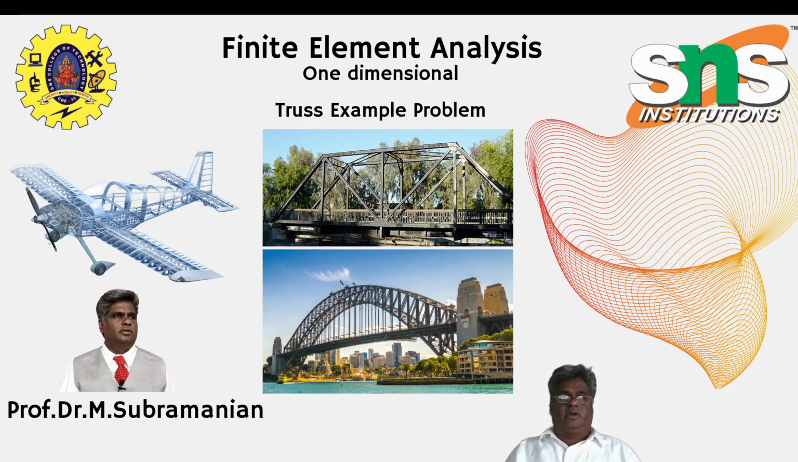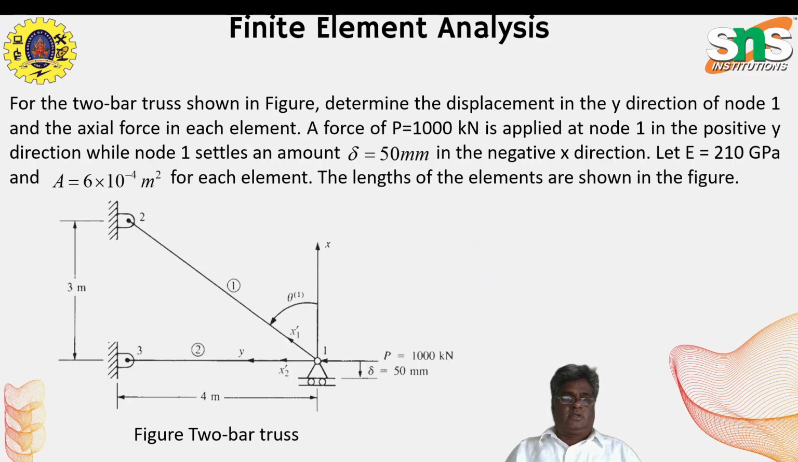Example problem of one-dimensional trusses problem. A truss is a combination of members. It will create a rigid structure. The example problem for a two-bar truss is shown in the figure.